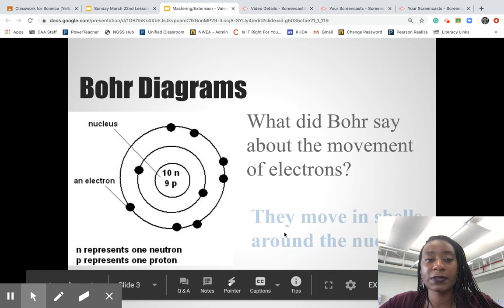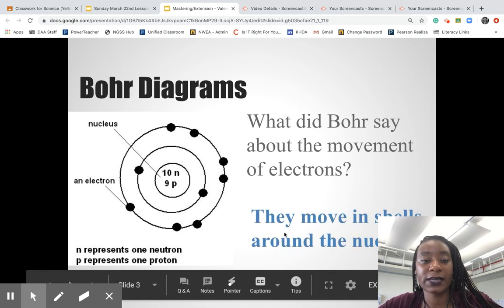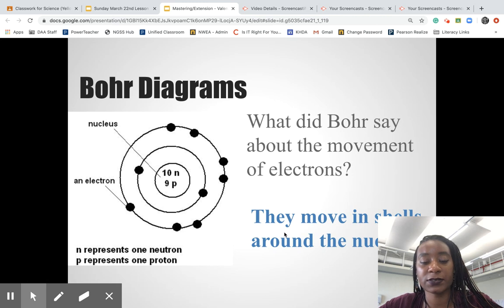So here is a representation of a Bohr diagram. If you look in the center, you'll see where it says 10N and 9P. So this is an abbreviation. We're looking at the nucleus, and so we know that in the nucleus are neutrons and protons. So 10N is the amount of neutrons, and 9P represents the amount of protons. You'll notice when we create Bohr models that there are a lot of abbreviations, including the element name. We will be using the symbol more so than writing out the entire element name.